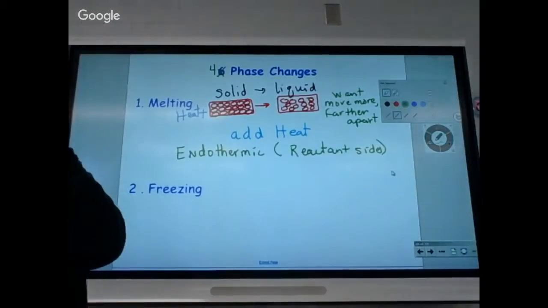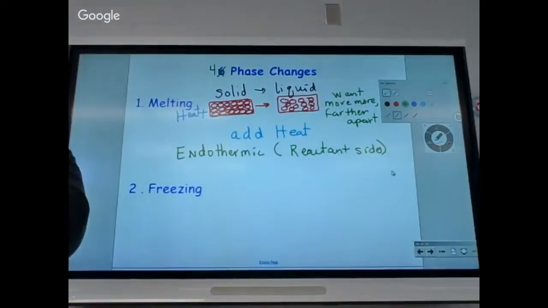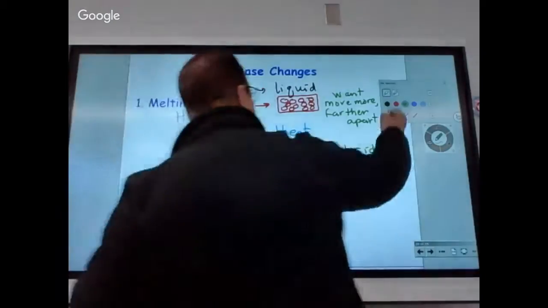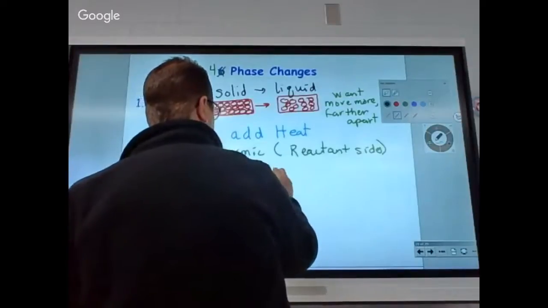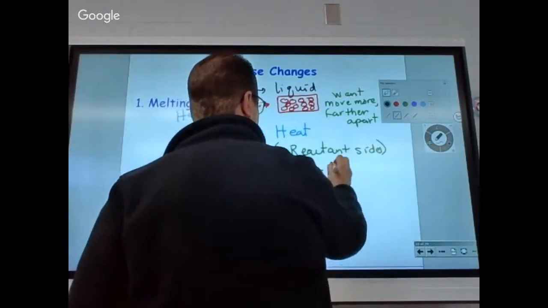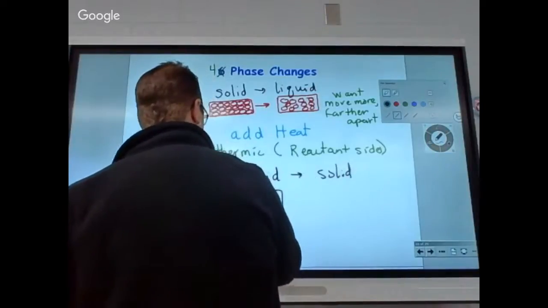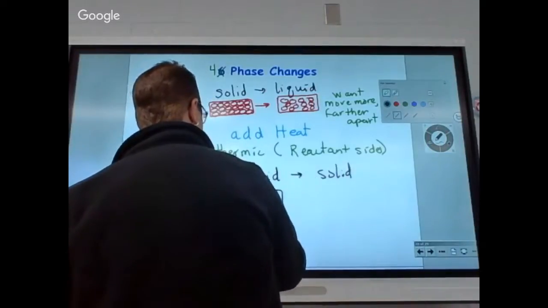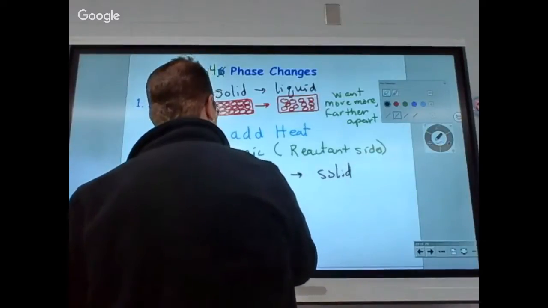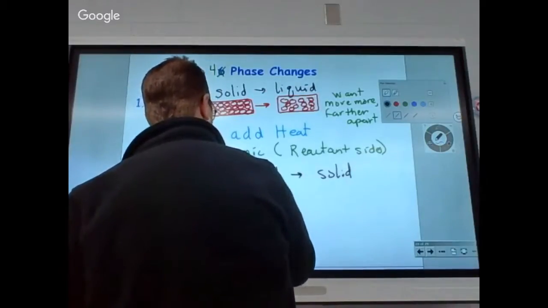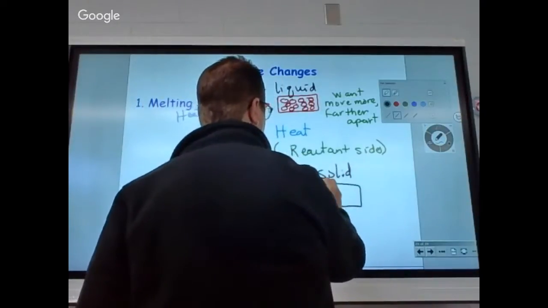All right, so freezing. Freezing would start in what state? Liquid. All right. Liquid to solid. It would be unspread out and then it would go to deep. It would what? It would stop moving and get closer apart.